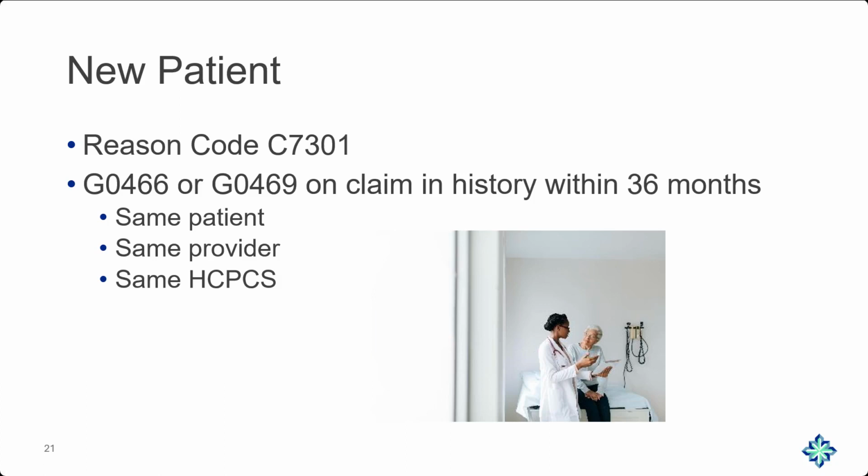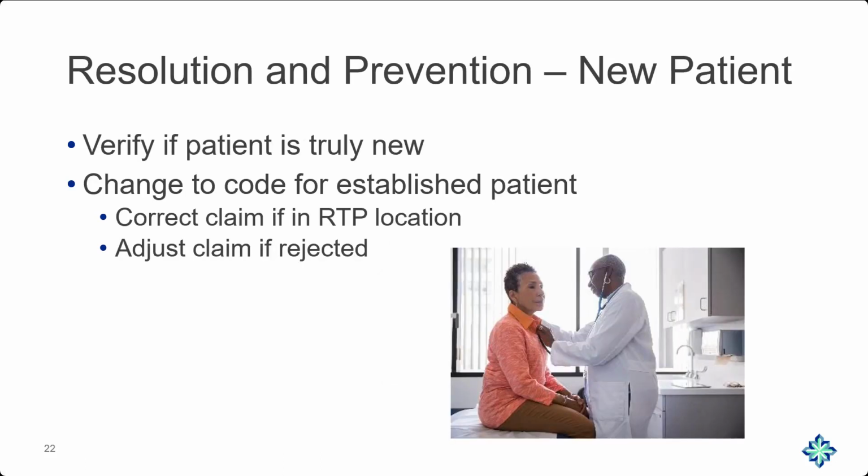The edit specifically flags when a new patient HCPCS code of G0466, which is a new patient medical visit, or a G0469, which is a new patient mental health visit, is submitted and the common working file history, so a list of all the prior claims billed for this patient, shows a previous claim for the exact same patient, the exact same provider, and the same HCPCS code within the past 36 months. So the provider is billing a new patient, but we already have a claim with this code for this patient within the last 36 months. So you can see how that would be confusing to the system.